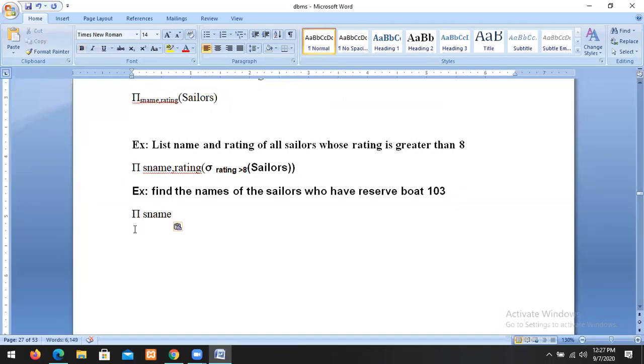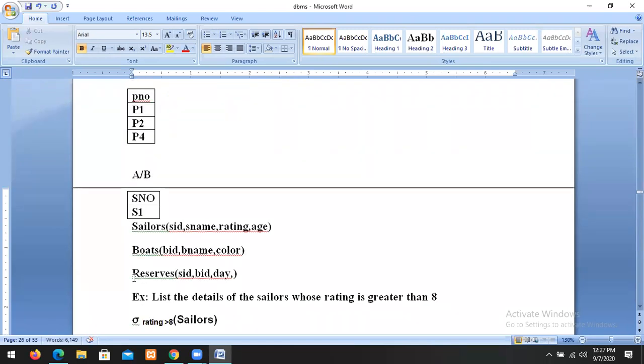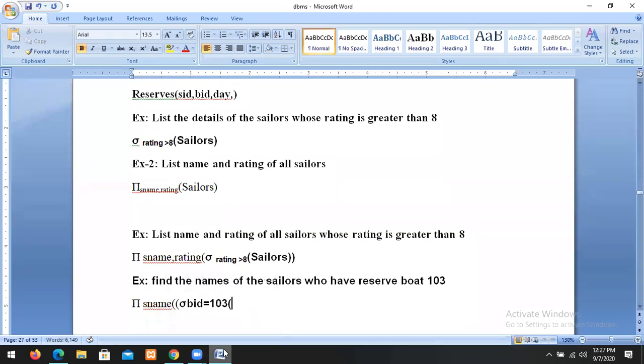List the names of the sellers. Okay, sellers. What is the condition? Boat ID equal to 103. In which table? Reserves. So what is the condition? Boat ID equal to 103. In which table is it?